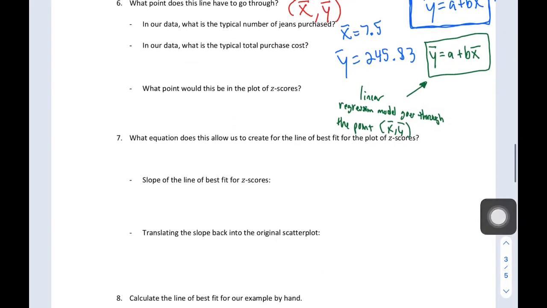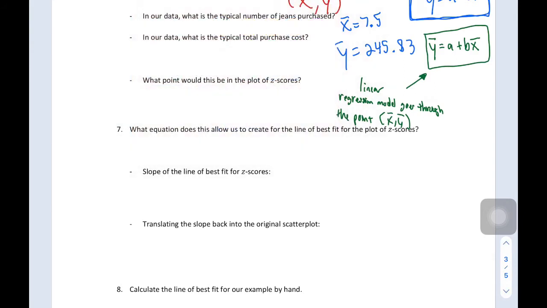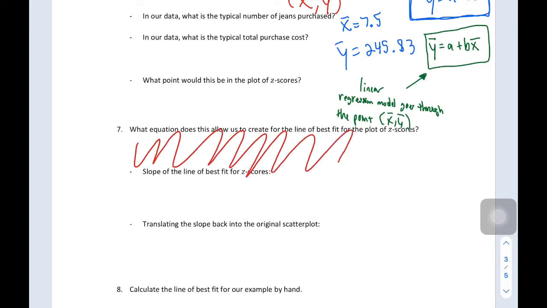All right, so what we're going to do is continue with that. A couple of these things on this notes packet, I'm not going to lie, I'm going to skip for the sake of time and importance. So let's go ahead and erase that.